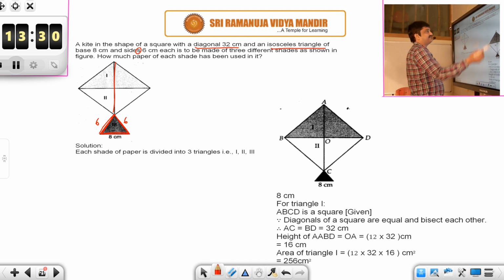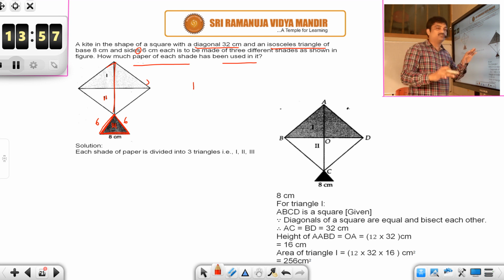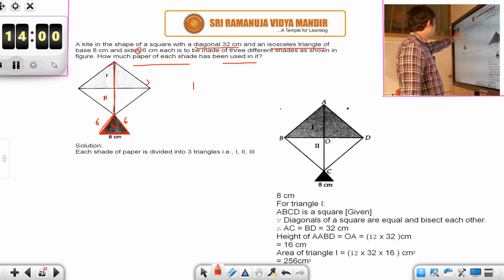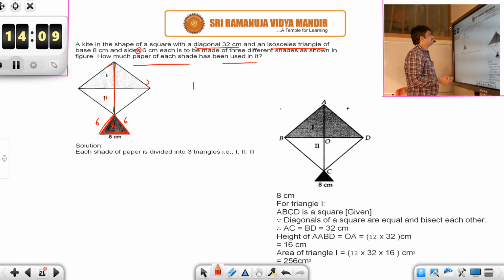So it is to be made of 3 different shades as shown. You need to make it using 3 different shades, means this is one shade and this is another shade and this is another shade. So there are 3 shades. Now how much paper of each shade has been used in it? So you need to find the area of 1, area of 2, that is the sum of these, and area of 3. Okay, so because all these 3 are of different shades, you need to find their areas individually. That is what you've been asked, how much paper of each shade has been used in it. Okay, so first of all, individually let's see how to find this.